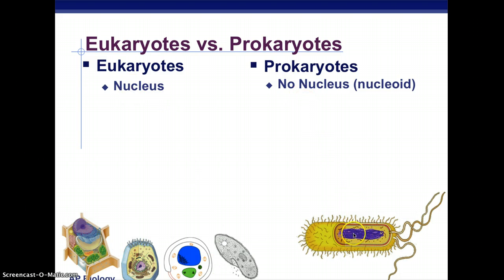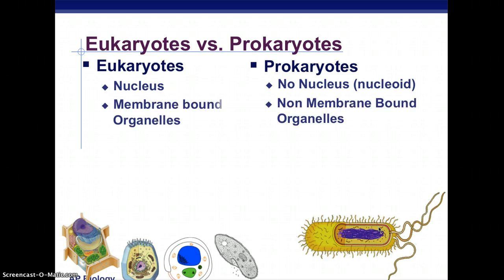Prokaryotes have no nucleus. Instead, they have a region that's called a nucleoid, which is just where the DNA hangs out, but there's no actual membrane surrounding it. Eukaryotes have membrane-bound organelles, meaning they have organelles or little structures that have membranes around them, whereas prokaryotes do not have membrane-bound organelles. Examples of membrane-bound organelles would be mitochondria, chloroplasts, endoplasmic reticulum. Non-membrane-bound organelles are things like ribosomes.